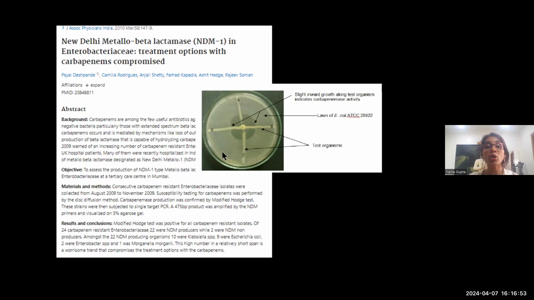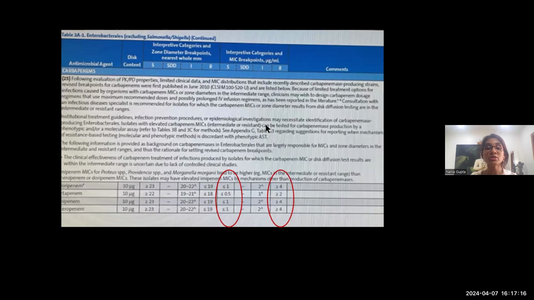this modified Hodge test. And there were no real breakpoints which were established. And there was also a possibility of the VITEK or the automated systems missing out the carbapenem resistance. So in 2010, modified Hodge test was recommended. Subsequently, there has been evolution, and we have well-defined breakpoints for the carbapenem susceptibility as well as for the resistance.